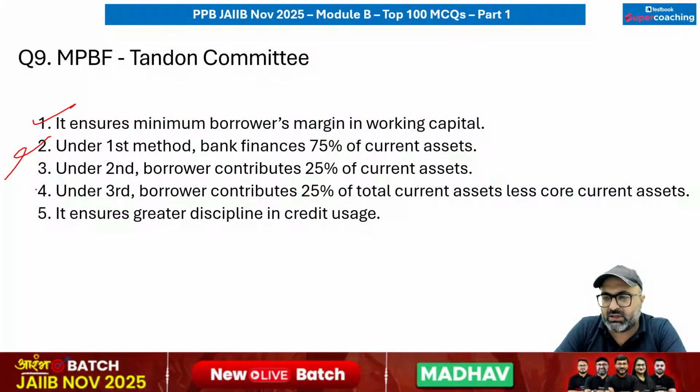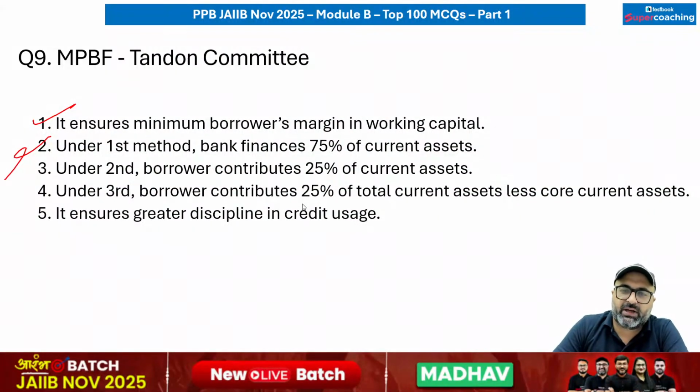If I talk about the second method, 25% of the current assets. The third method says 25% of the total current assets after excluding the core current assets, and Method 1 is basically 25% of the working capital gap. If you call it 75% of current assets, then I would say it is 75% of current assets minus current liabilities. So bank finance is up to 75% of the working capital gap, and the borrower brings 25% as margin. So what the borrower gives will be 25% margin. So keeping that in mind, the second statement is wrong.